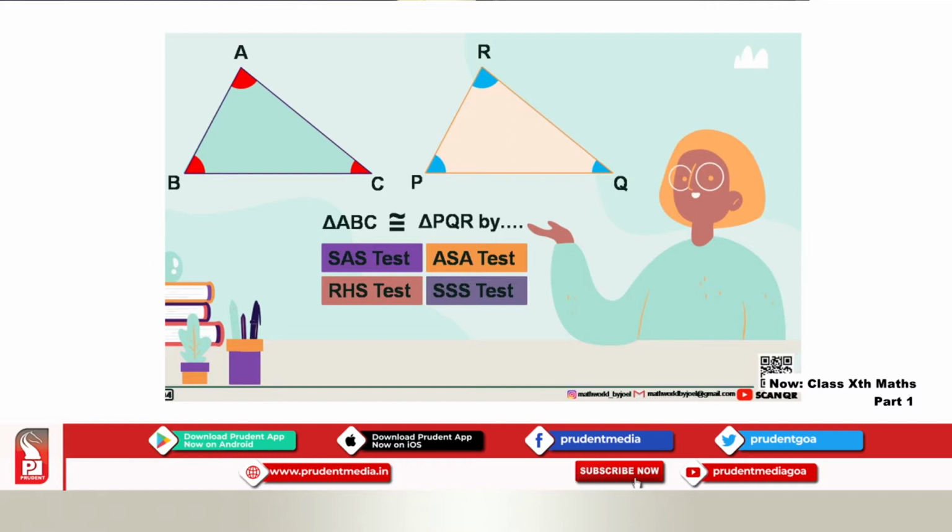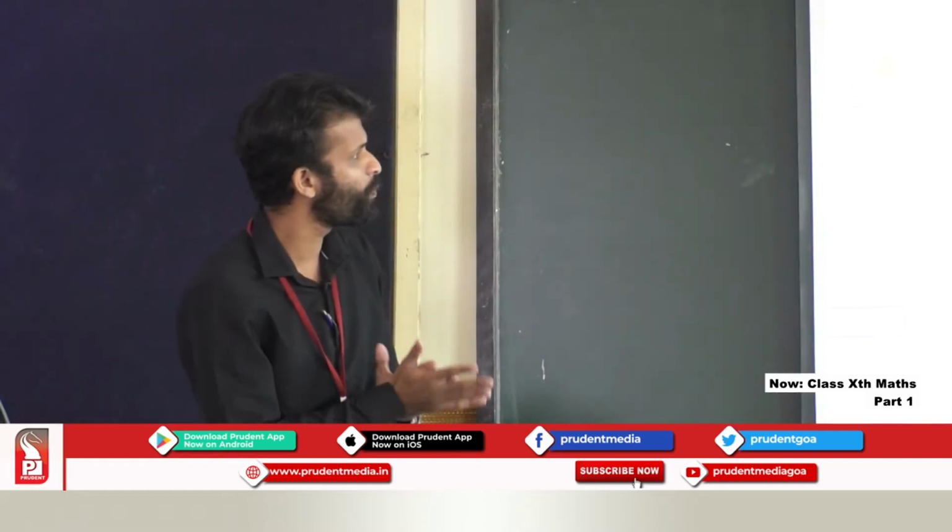Now, a triangle is basically made up of 3 sides and 3 angles. So a total of 6 ingredients are required to make a triangle, right? 3 sides, 3 angles. In the same way, if I have another triangle, that triangle will also have 3 sides and 3 angles. Let me give some names first. So I have triangles ABC and PQR.